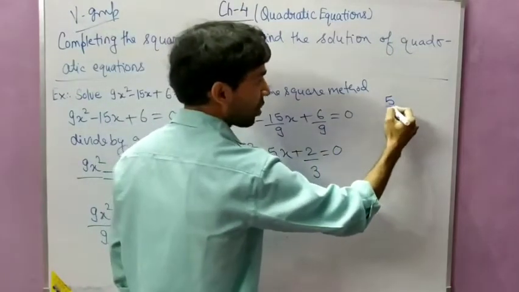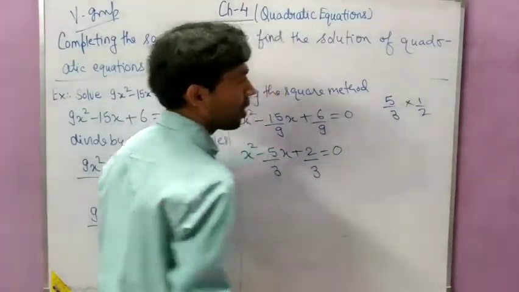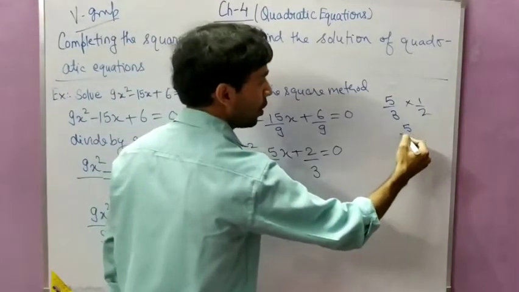So when 5 by 3 is multiplied by 1 by 2, what will you get? You will get 5 upon 6, right?